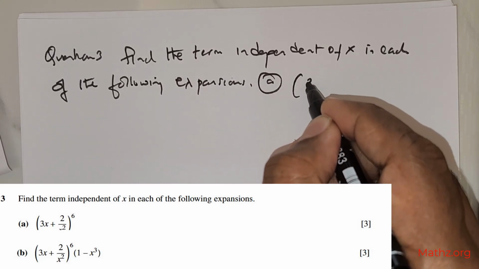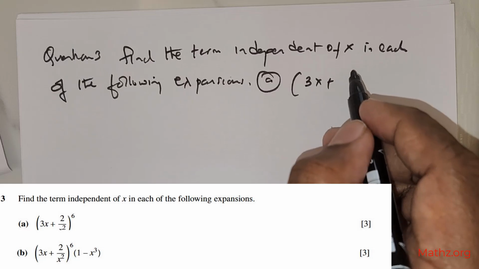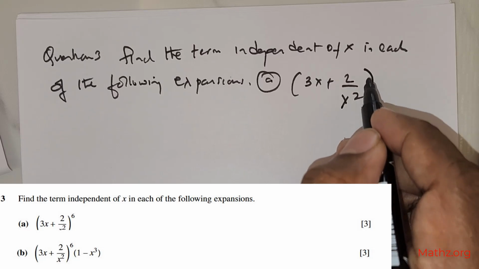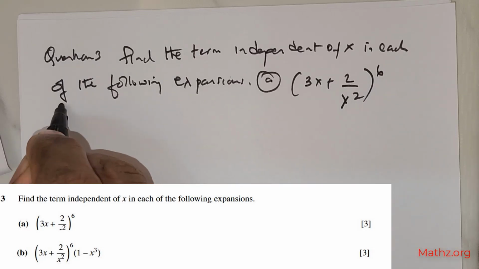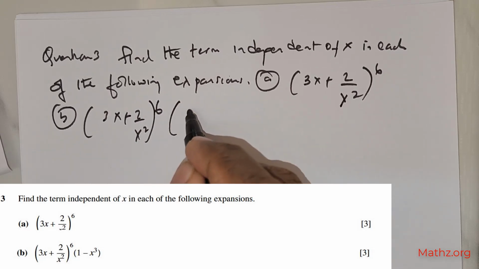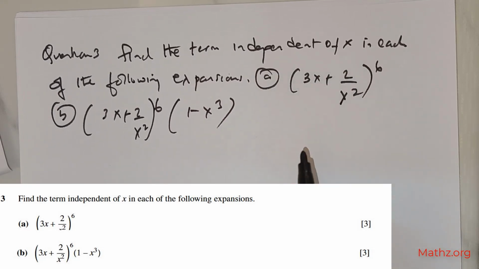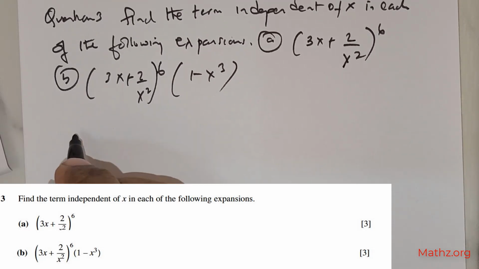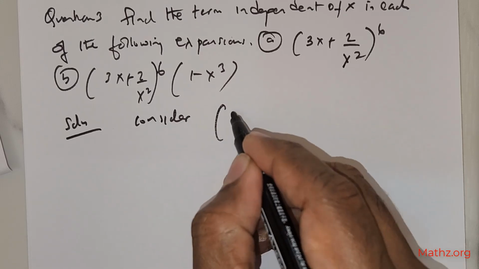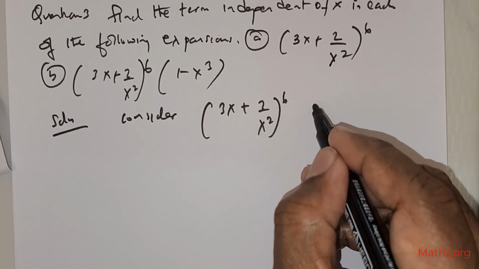So A is (3x + 2/x²)^6, and B is (3x + 2/x²)^6 times (1 − x³). So we are actually looking for terms independent of x. First, let me consider (3x + 2/x²)^6.